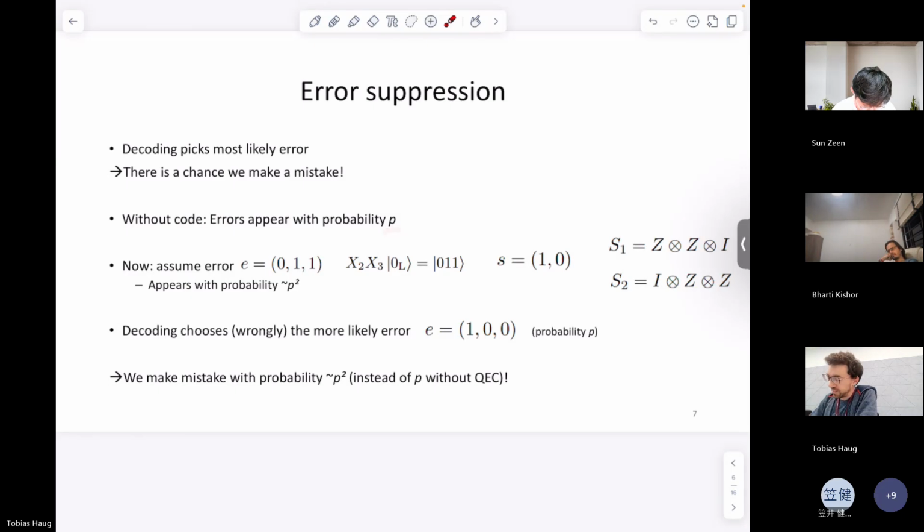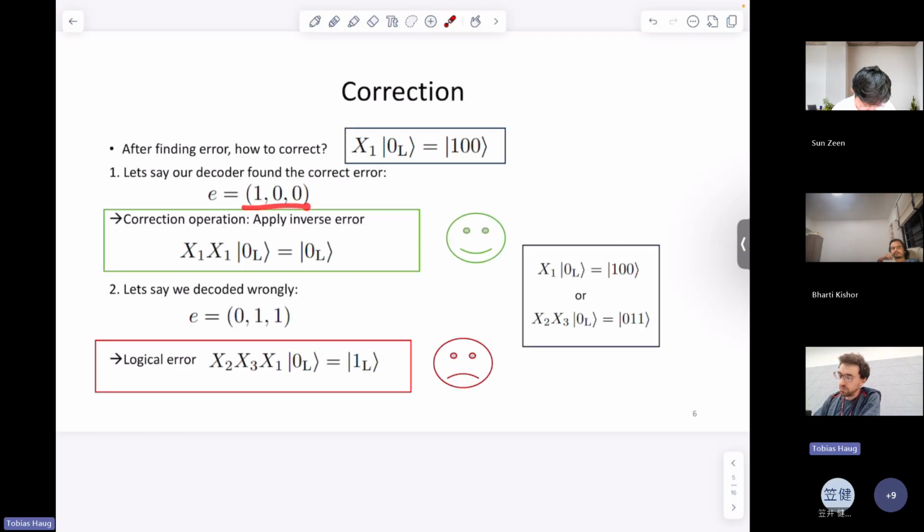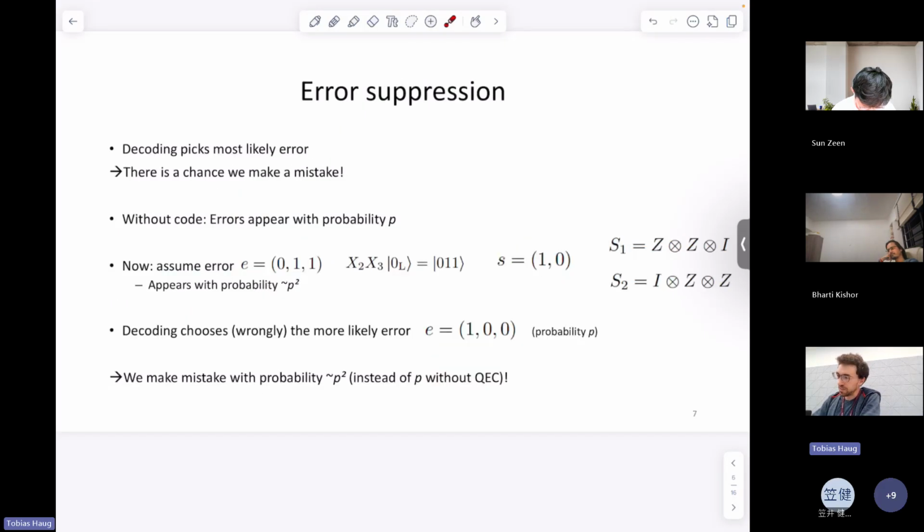And we know that if, let's say, one error appeared, our decoding will work correctly, right? Using our decoding, we can just fix this error. But let's say we have now an error which looks like this, 011. This error appears with probability P squared, right? Because we have two flips. So therefore, the probability that this error appears is P squared.